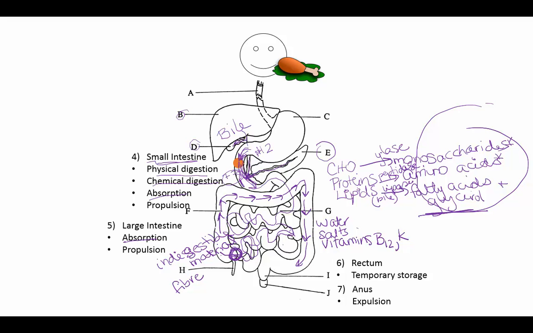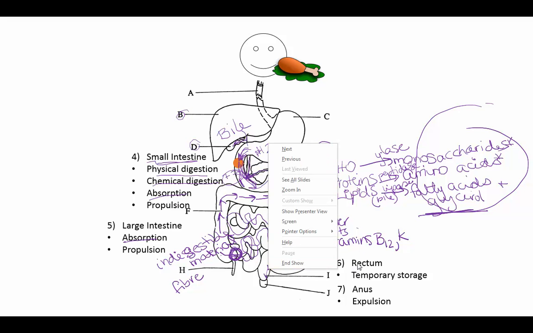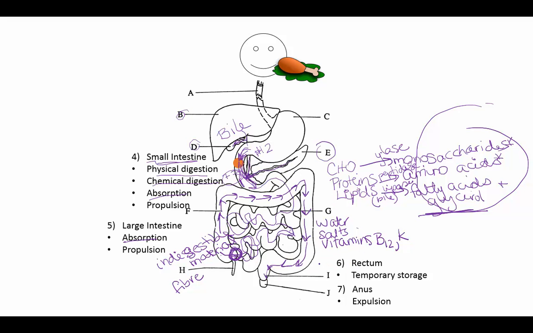Peristalsis continues to work, and that indigestible material is sent to the rectum for temporary storage, where the feces will finally form, and then out the anus for expulsion or elimination. Please recall that the rectum and anus are both part of the large intestine, but they are outlined here as they have distinct roles to play in the digestive process, and that completes digestion.